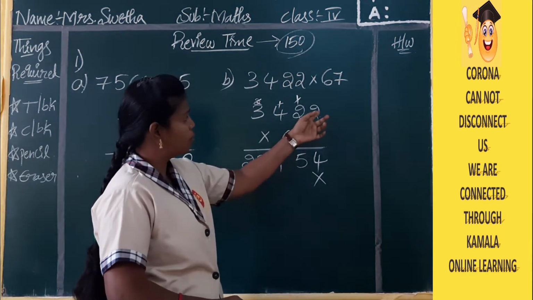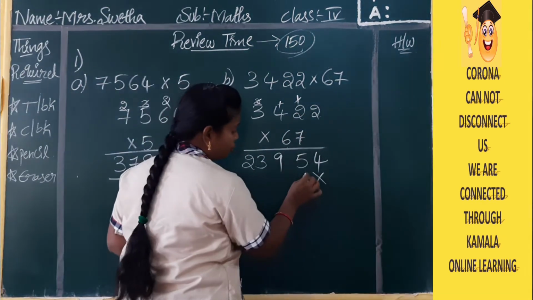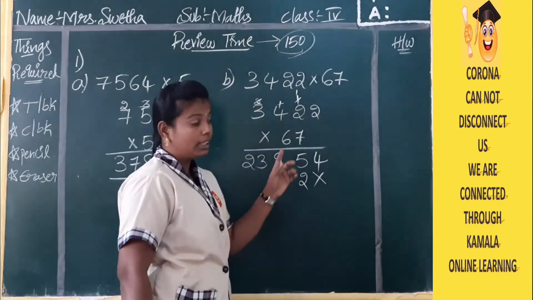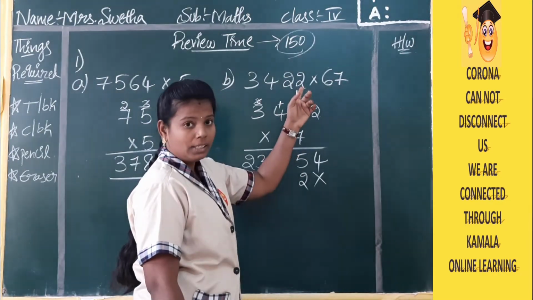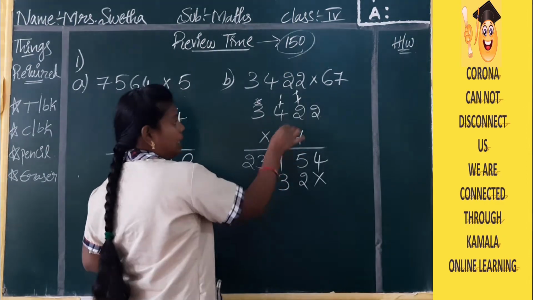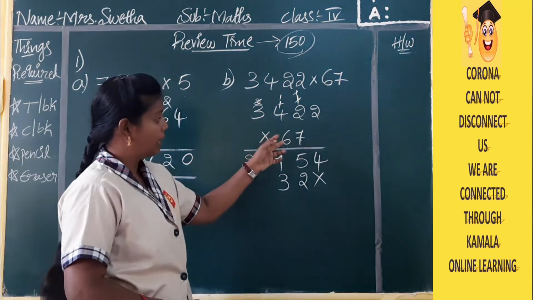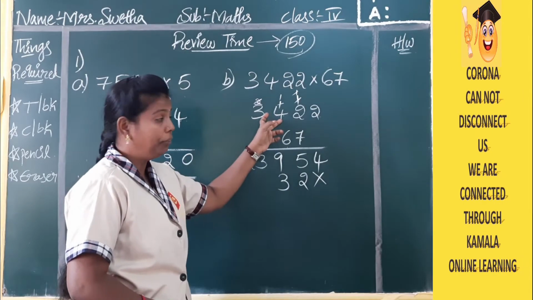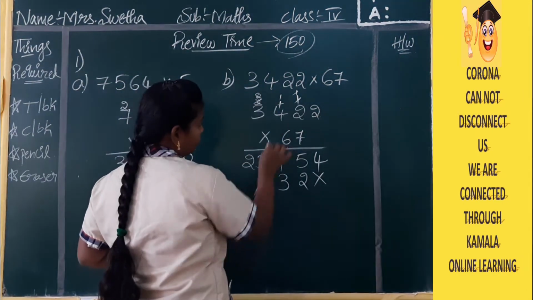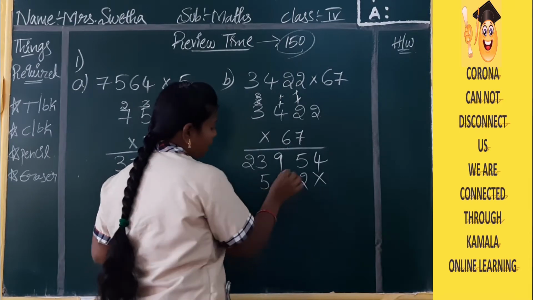Okay. So 6 2s are 12. So 2 down, 1 up. 6 2s are again 12. 12 plus 1, 13. So 1 up, 3 down. 6 4s are 24. 24 plus 1, 25. 2 up, 5 down.